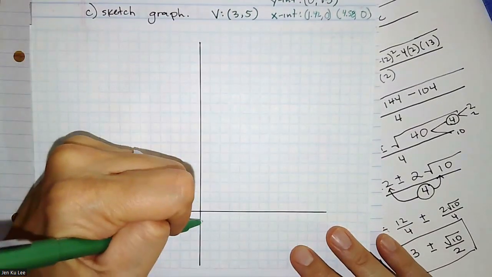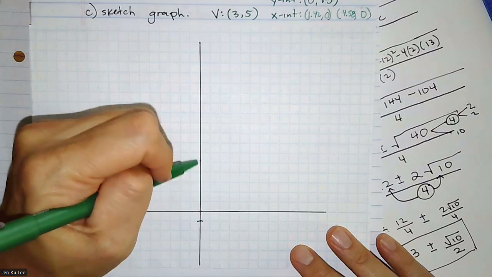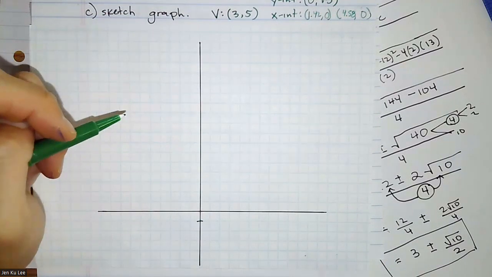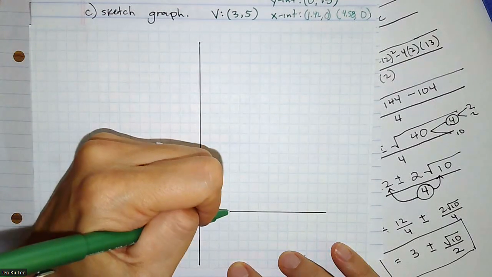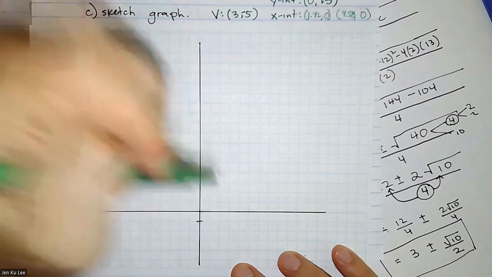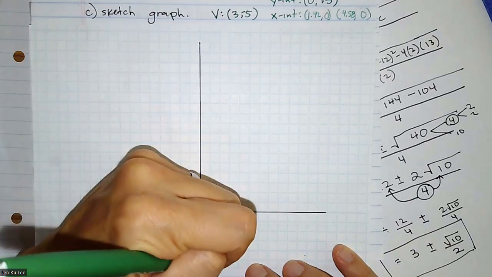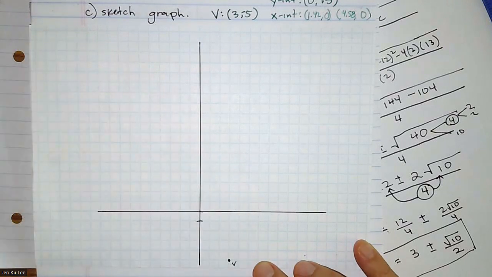So here, I'm going to go all the way up to 13. Let me see. 1, 2, 3, 4, 5. Yeah, I can go to 13 by ones. So 3, comma, -5, not 5. 1, 2, 3, 4, 5. -5 is right there. That's my vertex.